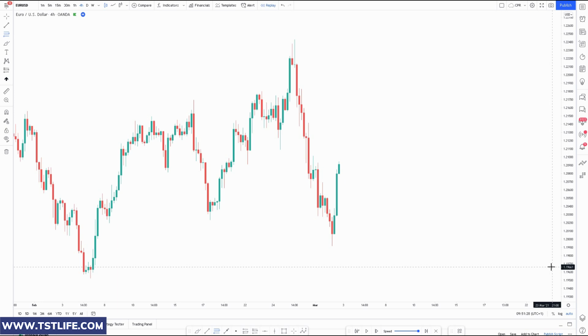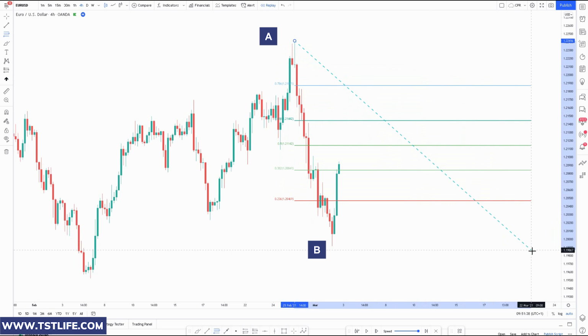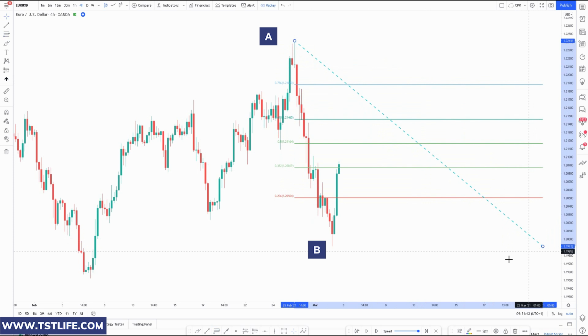Now we need to draw the Fibonacci retracement levels on our chart. We always begin by point A and drag the tool down to B. Once done, we begin observing the price action and wait for any strong bearish candlestick pattern.